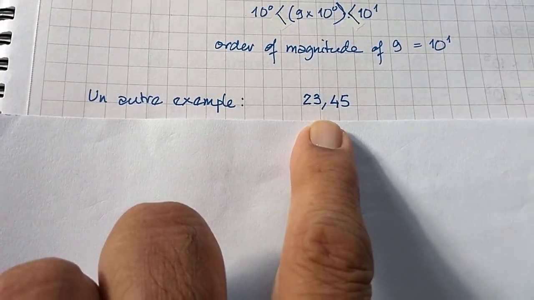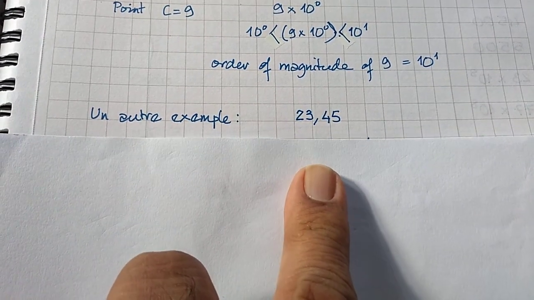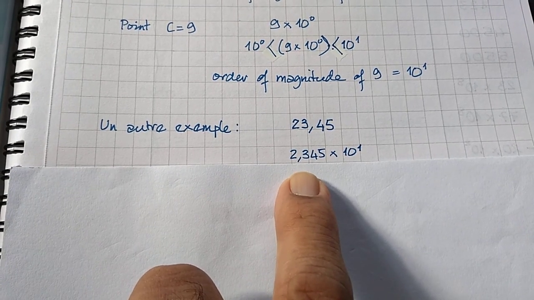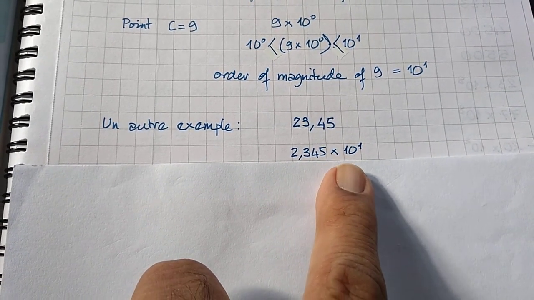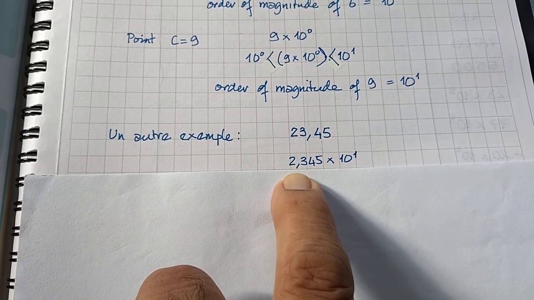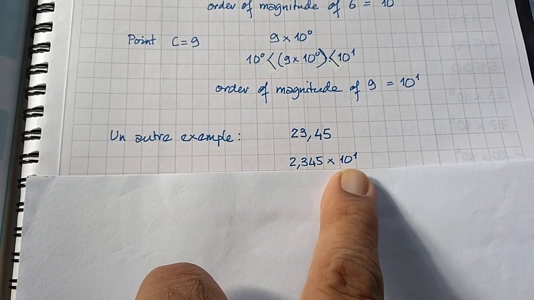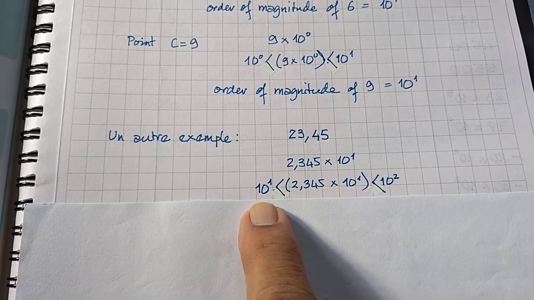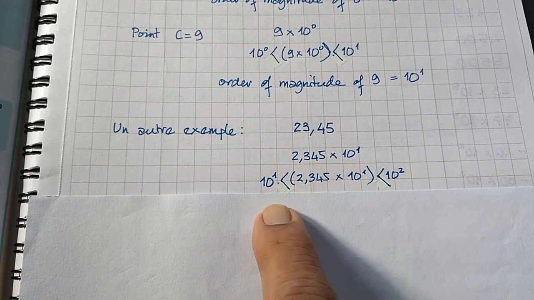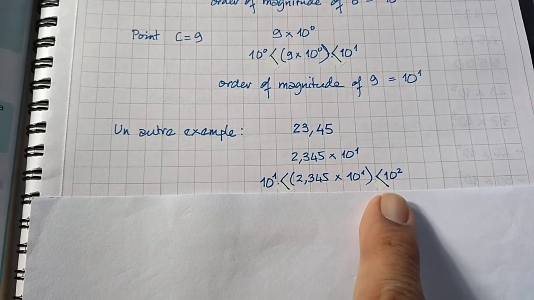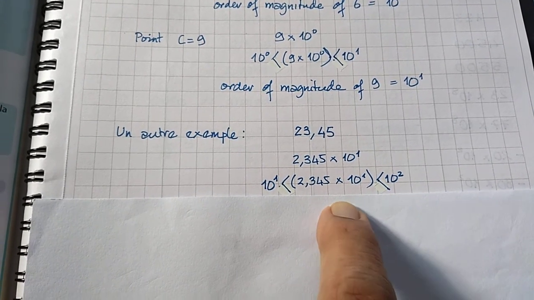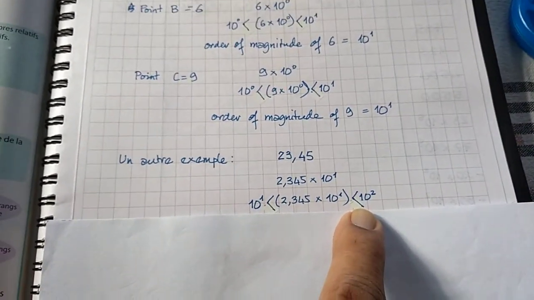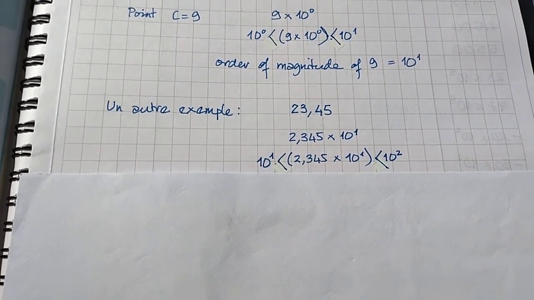Donc on prend le nombre 23,45. On écrit en notation scientifique 2,345 fois 10 à la puissance 1. Oui, this you can see very easily, 10 à la puissance 1. Donc on encadre entre deux puissances de 10. Ici on a 10 à la puissance 1, ici on a 10 à la puissance 2. So what we are telling here is 23.45 is bigger than 10 and is smaller than 100. Correct? Yes.